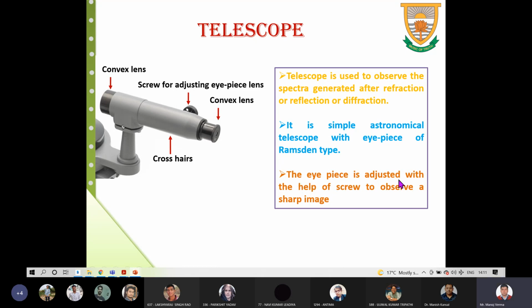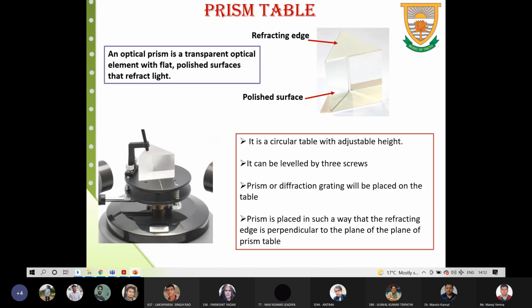What else is written? The eyepiece is adjusted with the help of a screw to observe a sharp image. So if a parallel beam is entering from this side, then it will be converging at a point. It will be slightly diverging again, but because of this eyepiece, it will be converging at a point, and it will form a sharp image of the slit.